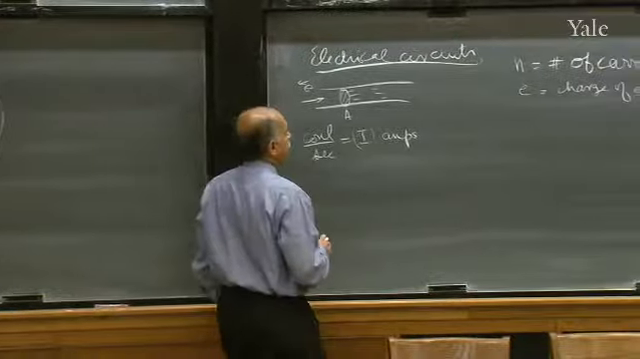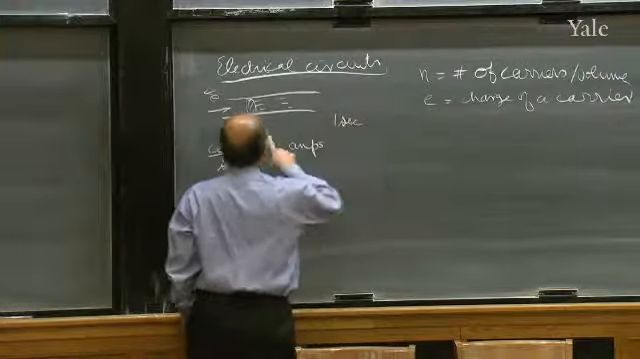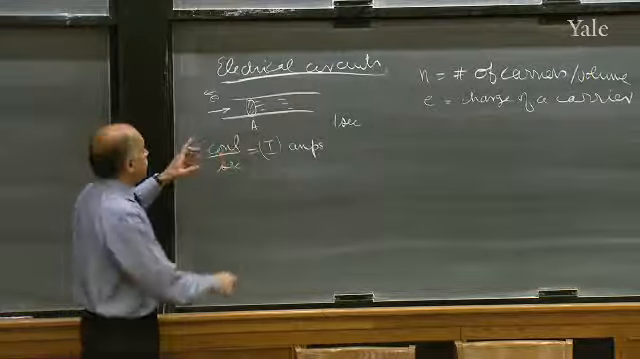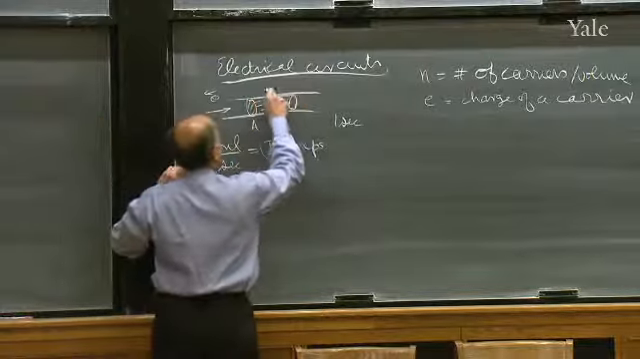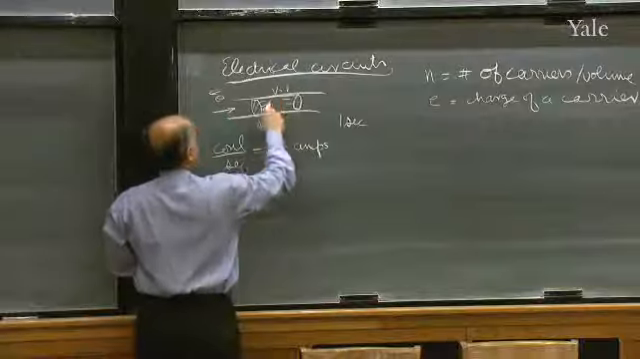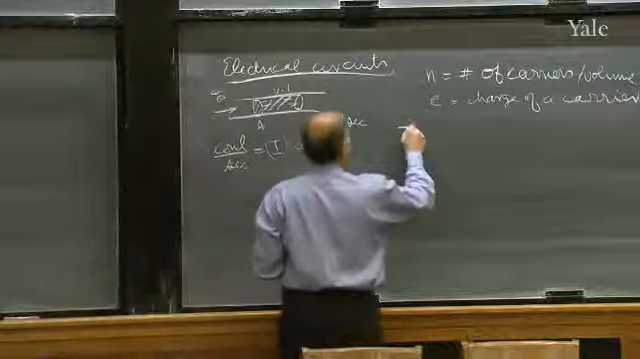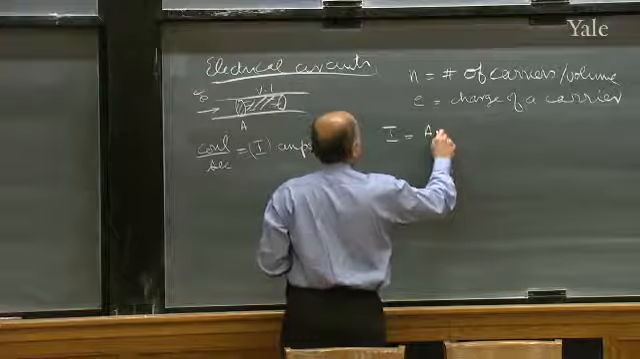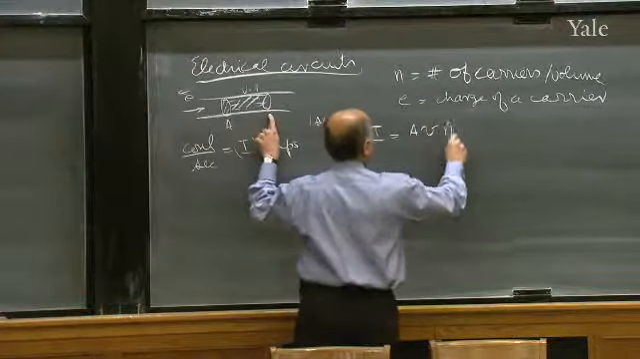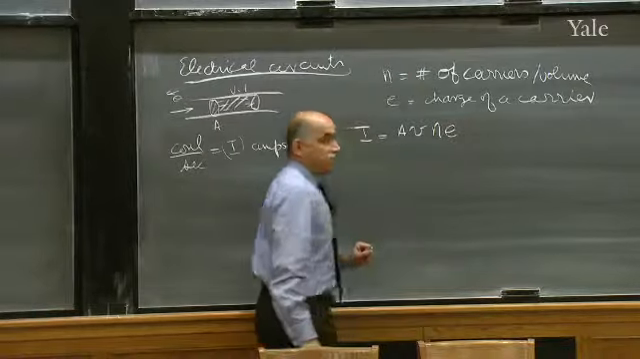So you can ask yourself, if you wait 1 second, how many coulombs will go past this checkpoint? You can see that it's a cylinder whose length is the velocity, because in 1 second it would have gone v times 1 second. All those guys have crossed the finish line. Therefore, the current will be A times V, the volume of stuff that has gone, times N, the number of carriers in that volume, times E, the charge of each carrier. That's the total current.